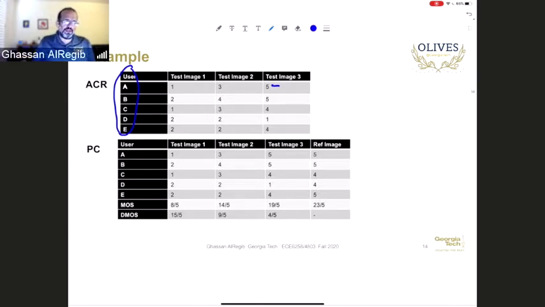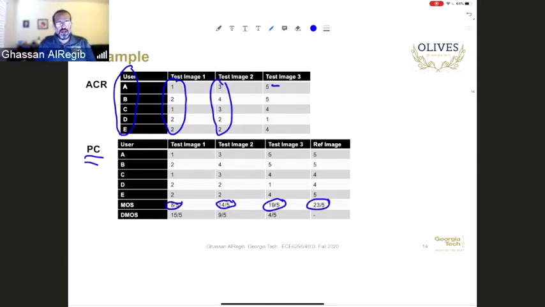And then if you take the mean opinion score, so you average for each image, you get 8 out of 5. You add, so you add this 14 out of 5, this is 19 out of 5, 23 out of 5. And then in the second one, which is the most common one, you show 2 images at the same time.